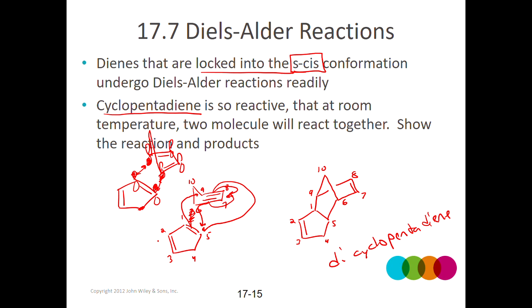Right? This is cyclopentadiene. And this is cyclopentadiene. And when the two of them react together through the Diels-Alder reaction, you have two cyclopentadienes connected. So you have a dicyclopentadiene. And the reason that that goes forward, as we were saying before, is because two pi bonds get converted into two new sigma bonds.